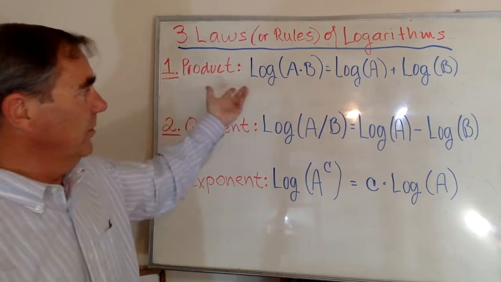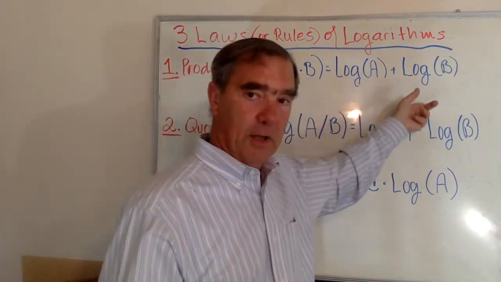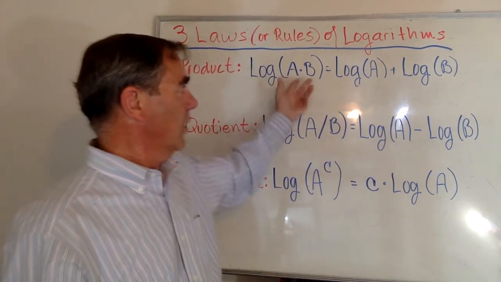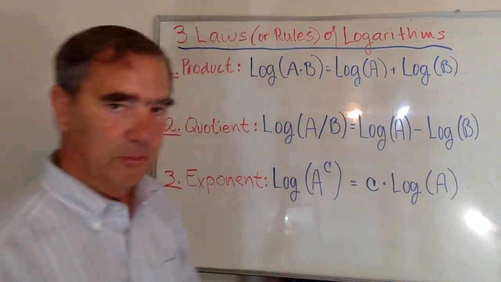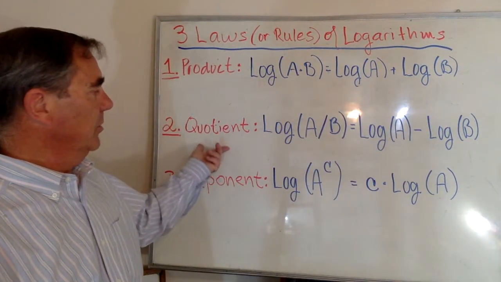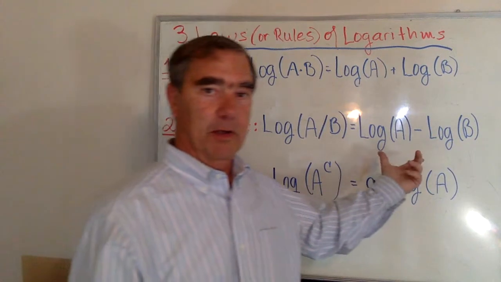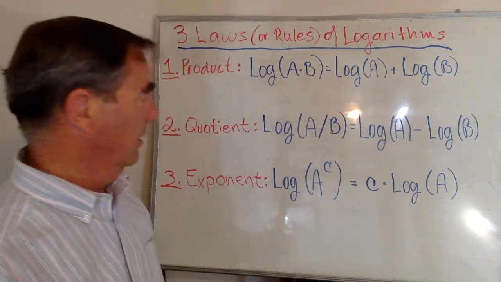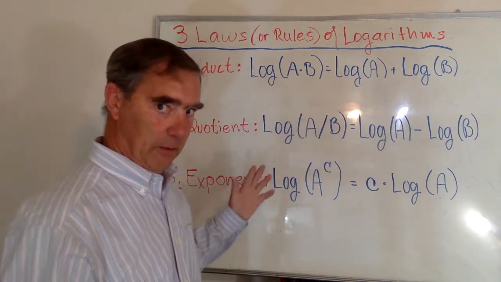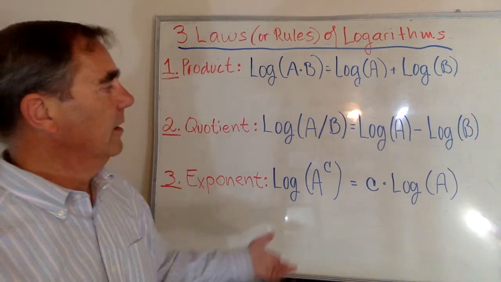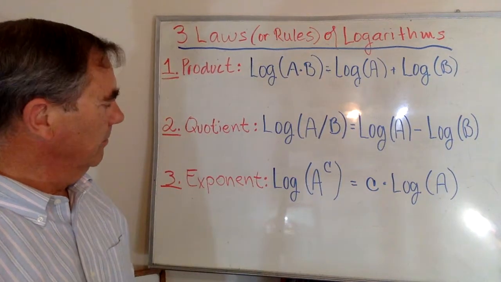The product rule is frequently described as saying the log of a product is equal to the sum of the logs, or the logarithm of the quantity a times b is equal to the logarithm of a plus the logarithm of b. The quotient rule is frequently described as the logarithm of a quotient is equal to the difference of the logarithms, meaning the logarithm of the quantity a divided by b, not the logarithm of a divided by the logarithm of b, is equal to the logarithm of the numerator minus the logarithm of the denominator.